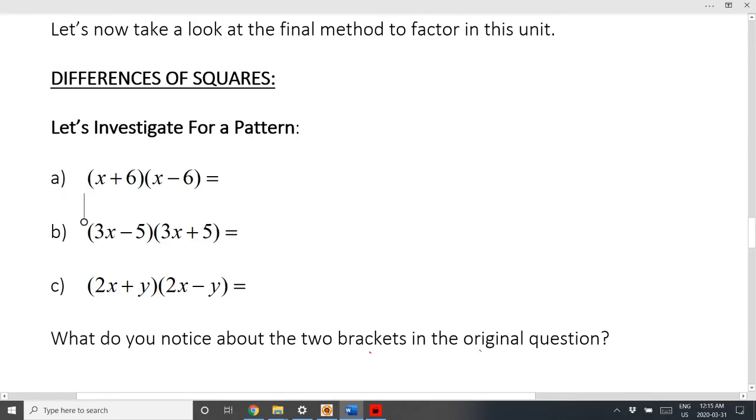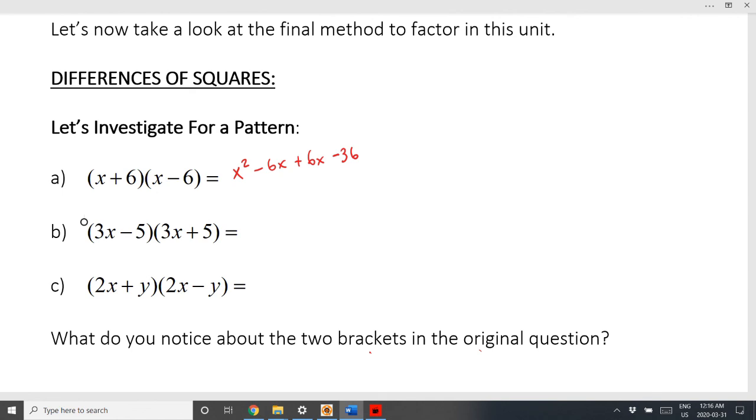So let's now look at the final method to factor in this unit, known as differences of squares. So let's investigate for a pattern. So all we're going to do here is just FOIL each one of these and see if there's a pattern that emerges. So let's do this. We have x times x, which is going to be x squared. That's first. Outer, x times negative 6. That's negative 6x. Inner, 6 times x. That's positive 6x. And last, 6 times negative 6, which is going to be negative 36.